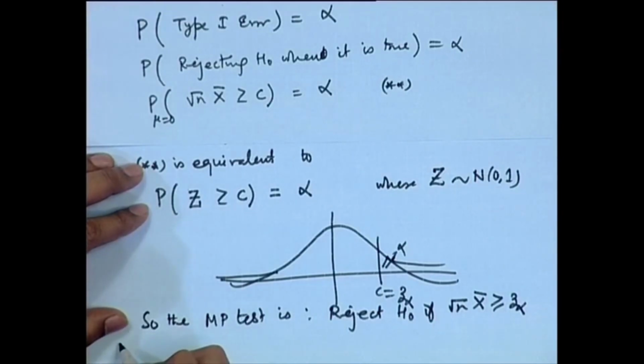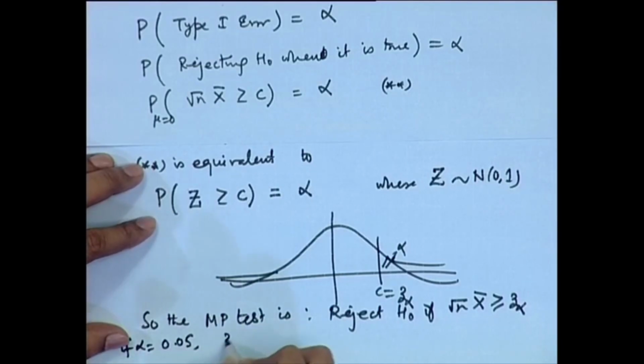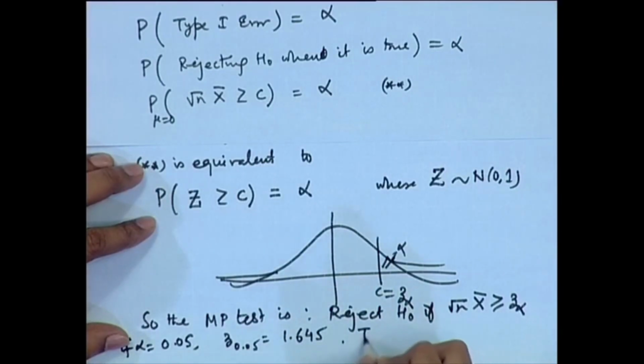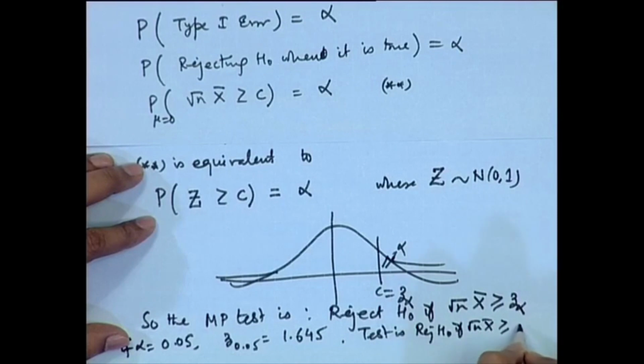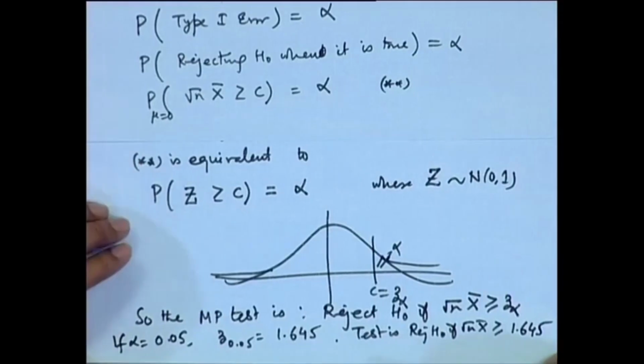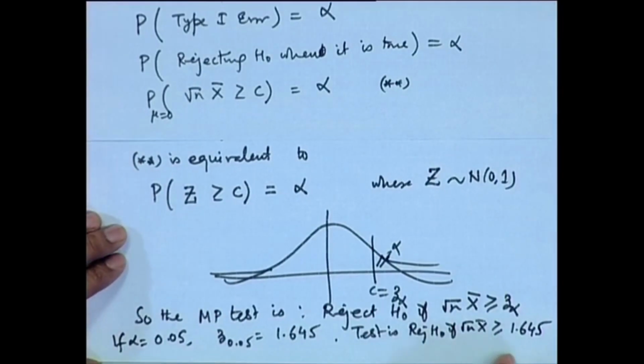So, if I am considering alpha equal to 0.05, then Z 0.05, we know from the tables of normal distribution, is 1.645. So, the test is reject H naught if root n x bar is greater than or equal to 1.645. So, you can see the Neyman-Pearson lemma gives us a precise test for taking the decision to accept or reject a null hypothesis in a given situation.